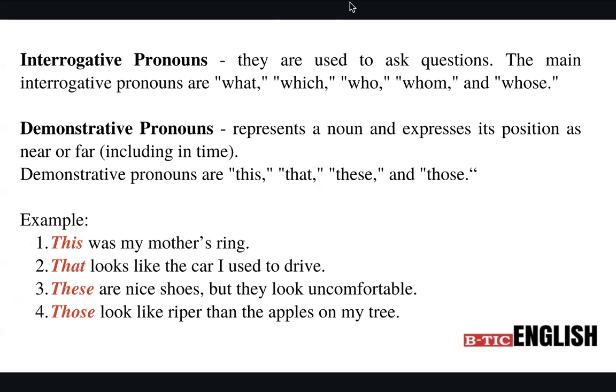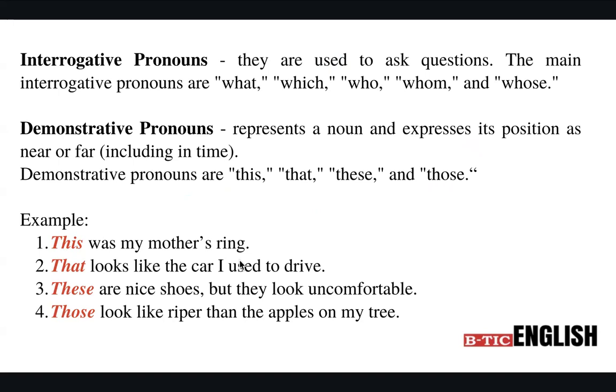Now we're moving on to demonstrative. Now the word demonstrative means show. You call it demonstration. Show it. Now this represents a noun and expresses its position as near or far. So demonstrative pronouns, you have 4 words: this, that, these, and those. Now demonstrative, as I told you, it means you're showing something.